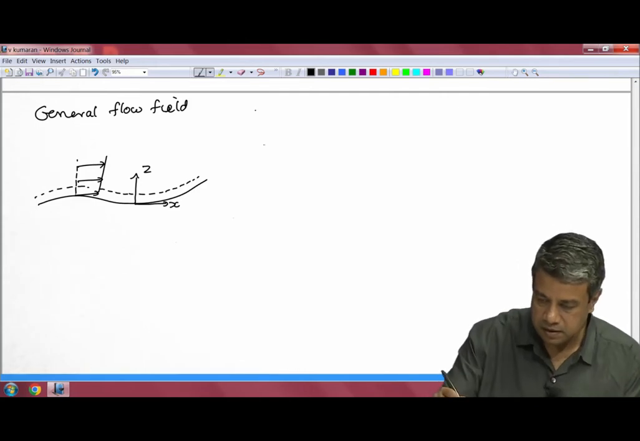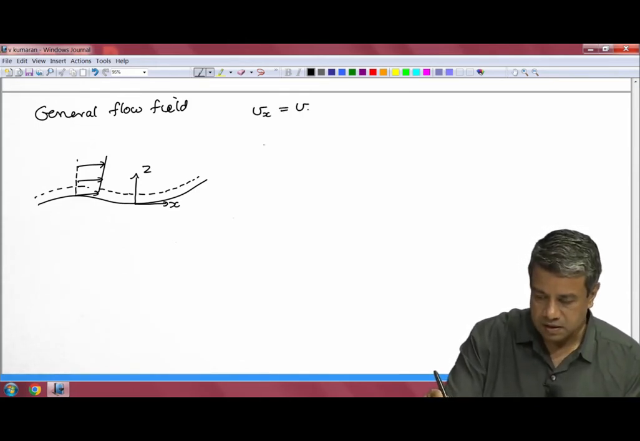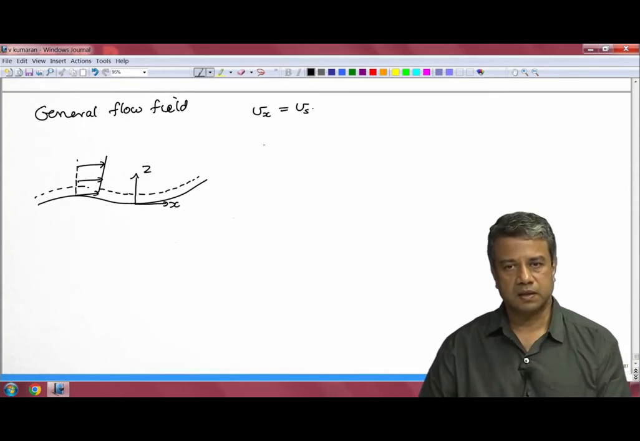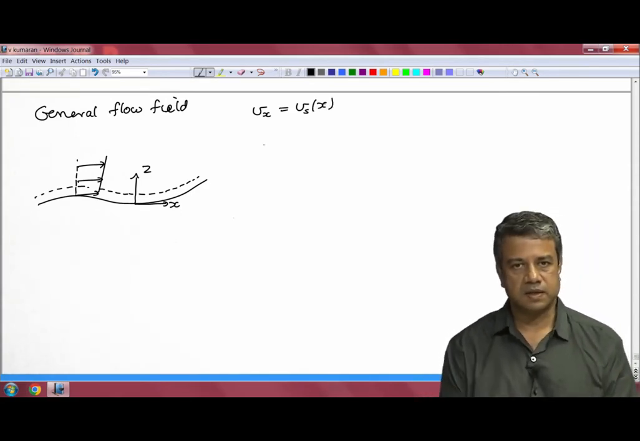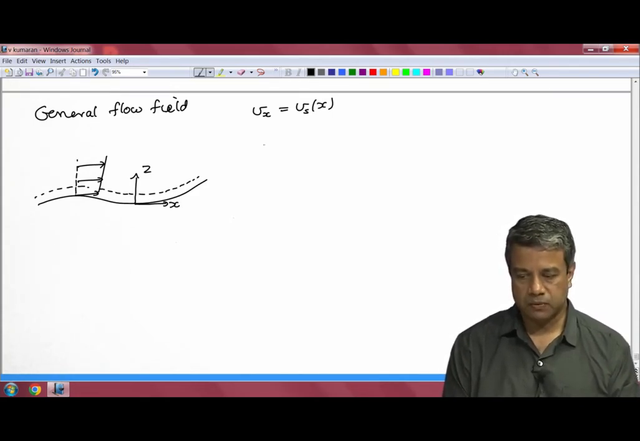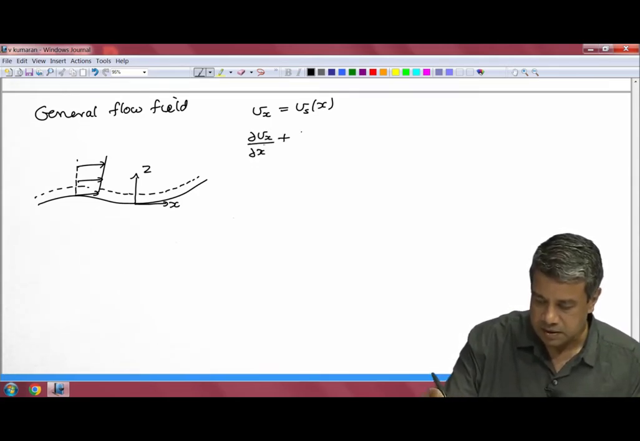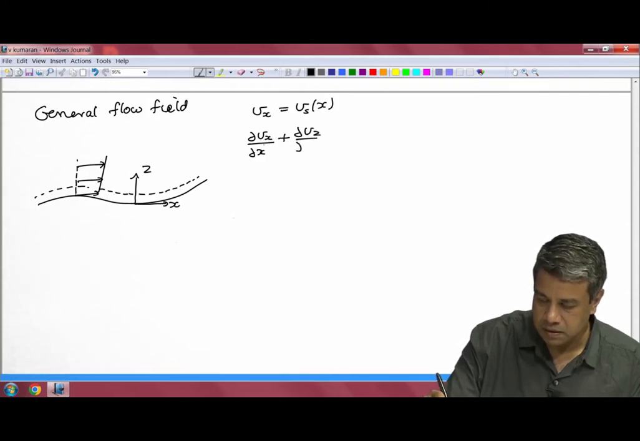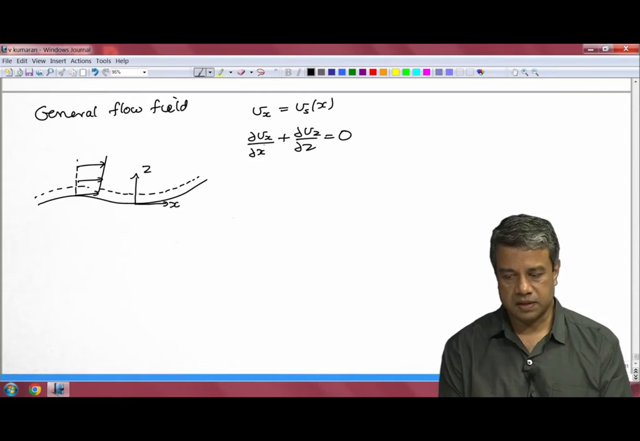Therefore, the velocity Vx in the x direction is going to be the surface velocity in this boundary layer, which is in general a function of x. And we know that the mass conservation condition for an incompressible fluid is that the divergence of the velocity is equal to 0.